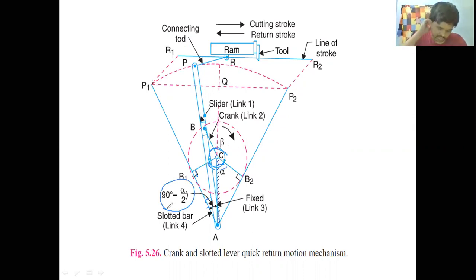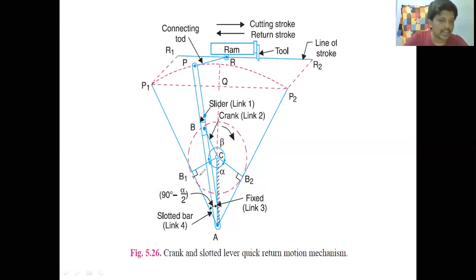How it happened is, this is completely alpha. If halfway through, this will definitely be alpha by 2. So if you take this triangle, this is 90 degrees and this is alpha by 2, then this is definitely 90 minus alpha by 2. So the angle there is 90 minus alpha by 2.